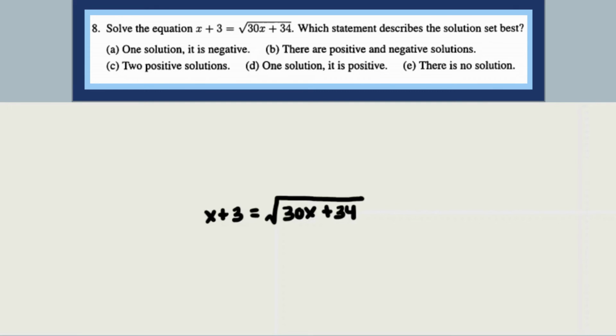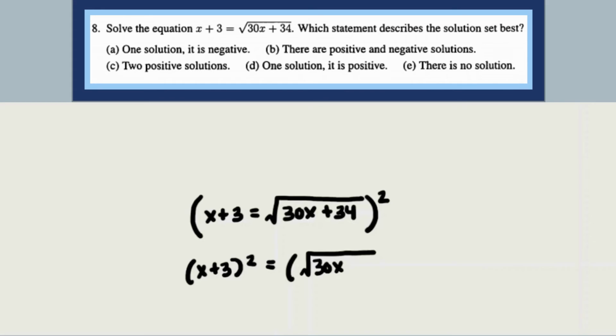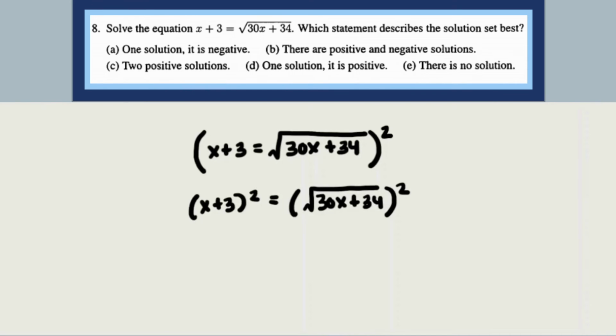So remember, our goal is to solve for x. However, we do have a radical on our right side. So let's first try to get rid of this radical. And in order to do that, what we're going to do is square everything. So we're going to square this whole equation. And when we do that, that will become x plus 3 squared equal to the square root of 30x plus 34 squared. So when we do that, we have x plus 3 squared.